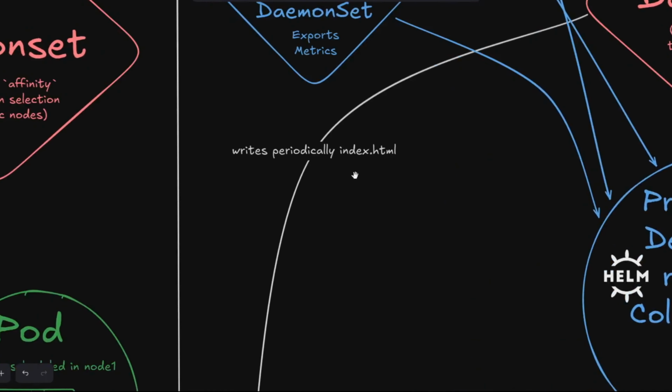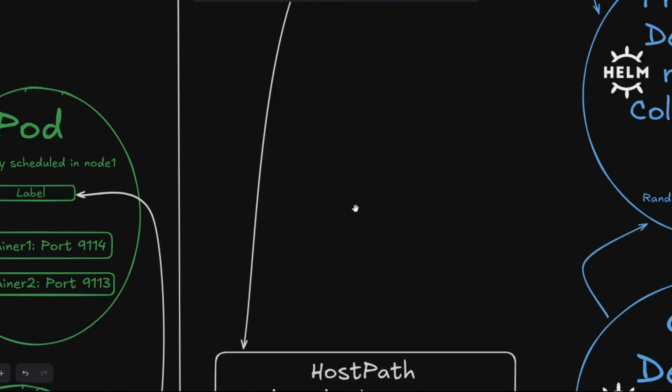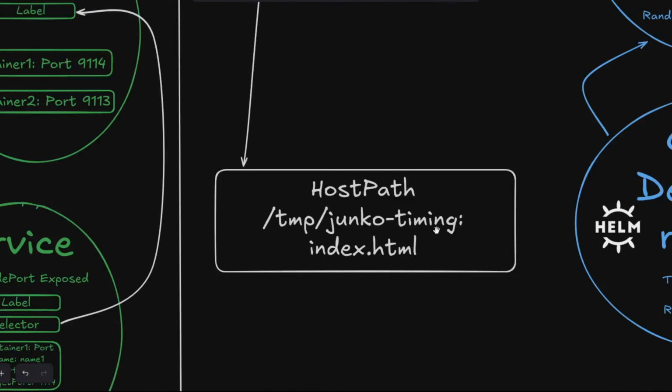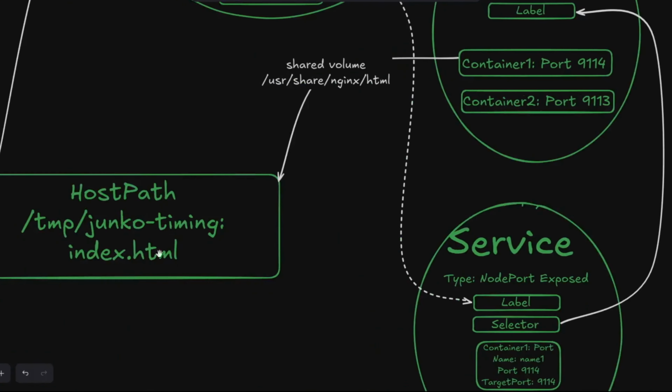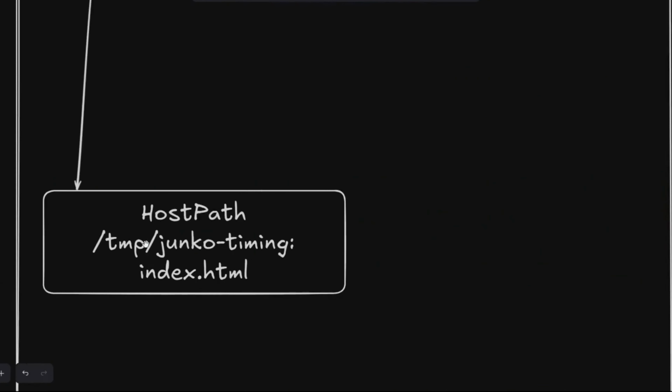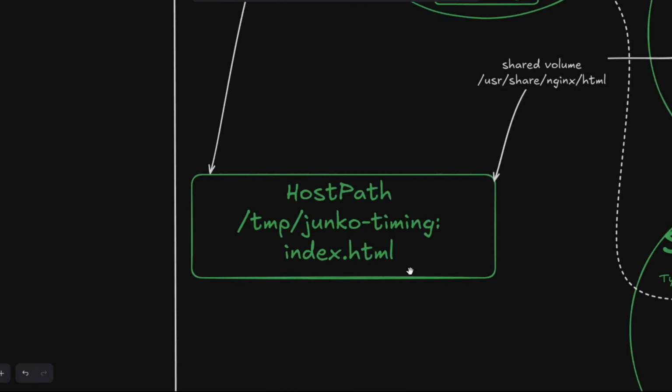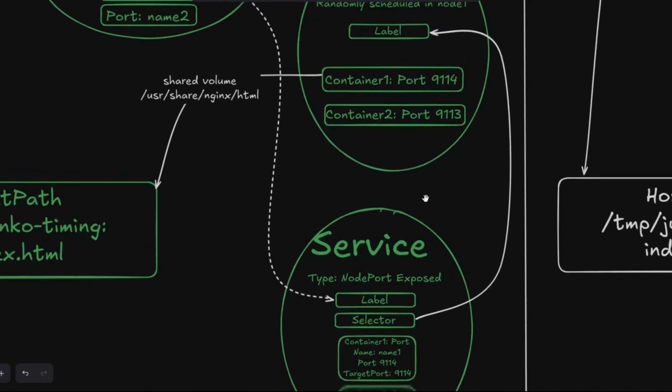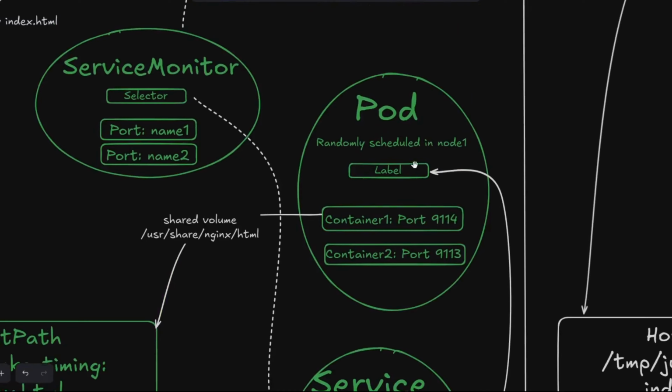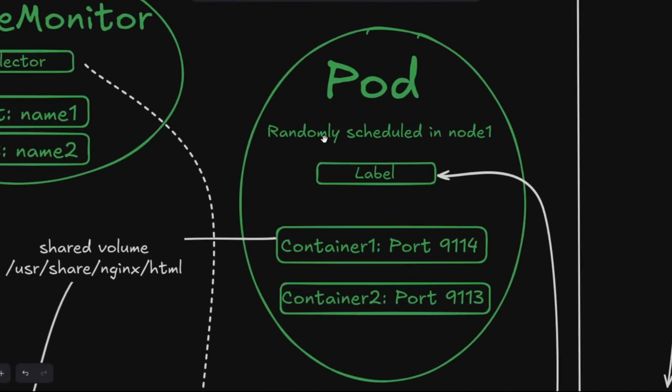So we have 3 different nodes available, 2 worker nodes and 1 controller. It will write an HTML file at a certain path, where hostPath will be used as a volume. So in each node, DaemonSets are going to be doing this job of writing it. We'll get a pod randomly scheduled.